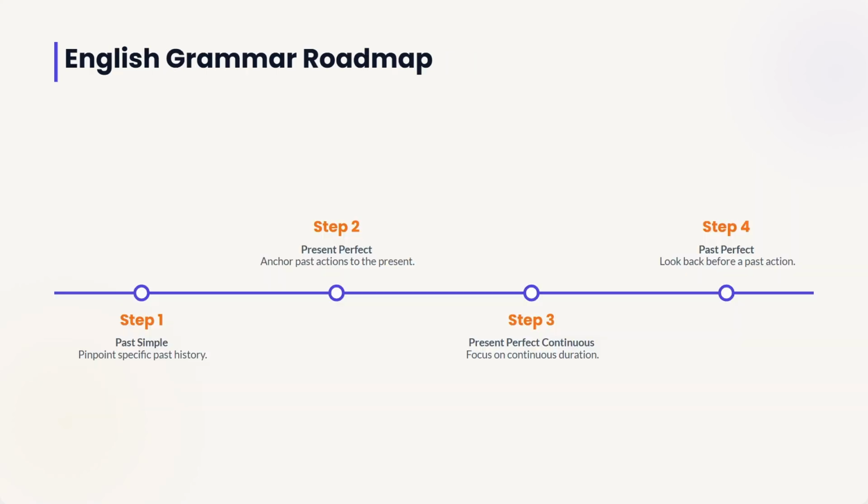English grammar roadmap. Finally, let's see where the present perfect fits within English grammar. First, students learn the past simple. Then, they learn the present perfect to connect past action with the present. After that comes the present perfect continuous, which focuses on duration and ongoing action. Finally, they study the past perfect, which describes an action that happened before another action in the past. Understanding this sequence makes grammar easier to organize and learn.